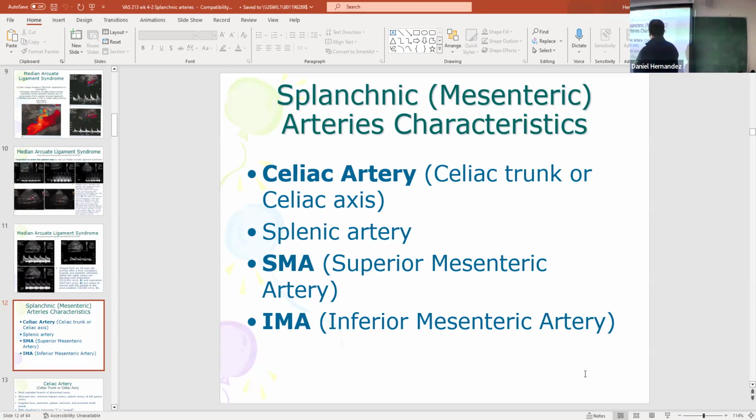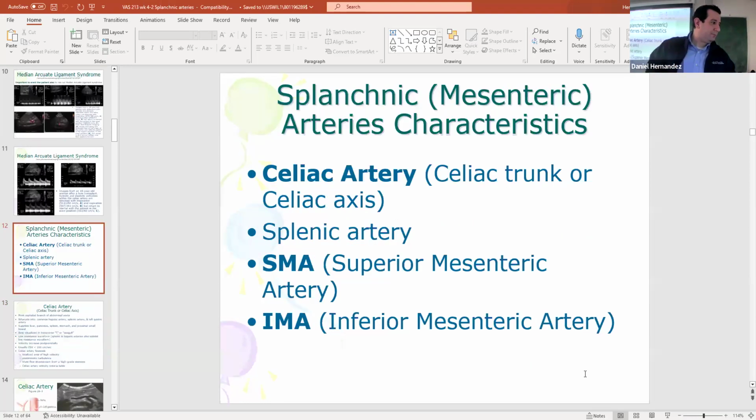So the actual arteries and their characteristics. The celiac artery, or celiac trunk or celiac axis. We know it's got three names. Branching off that celiac artery, we have our splenic artery. We're also going to discuss the superior mesenteric artery and inferior mesenteric artery, because this one is a branch off of this celiac, so these are the three main ones.